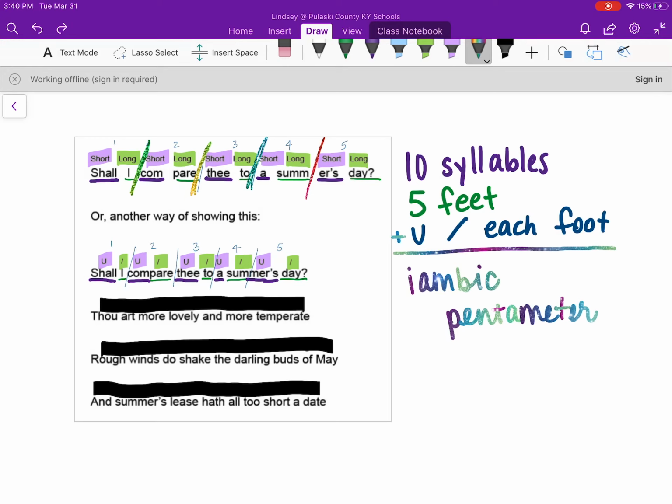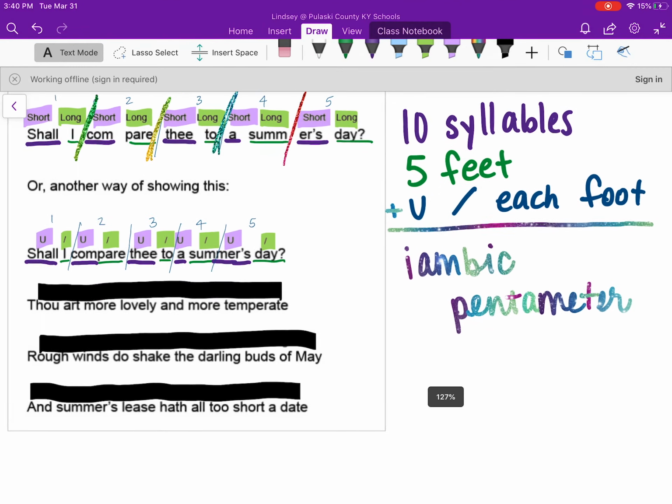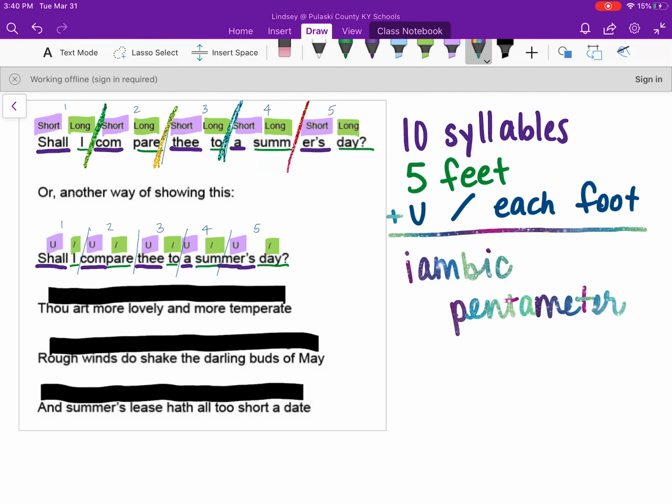So, short, long, shall I compare thee to a summer's day? Okay, so if it's iambic pentameter, it will have 10 syllables, and it does, 5 feet, and it does, and there'll be an unstressed followed by a stressed, or a short followed by a long syllable in each foot, which it does. Another way of showing it is right down here. In this section right here, you see the U and the slash. It's the exact same line.